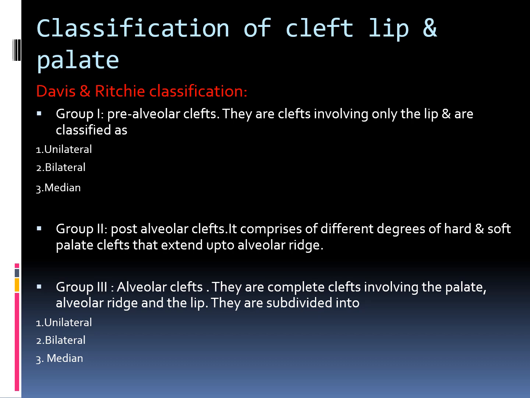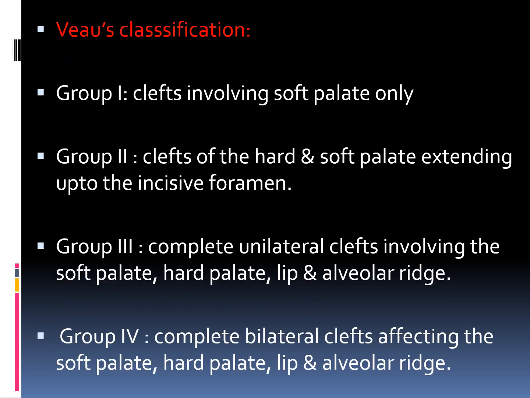One is pre-alveolar clefts. Okay, these are the clefts involving only the lip, right? So they can be unilateral, bilateral, or a cleft in the middle. Group 2 are post-alveolar clefts. Okay, so it comprises different degrees of hard and soft palate clefts that extend up to your alveolar ridge, right? And group 3 are alveolar clefts, that is, they are complete clefts involving the palate, the alveolar ridge, and the lip. And again, they are subdivided into unilateral, bilateral, or medial.